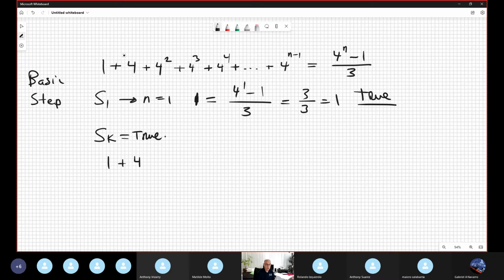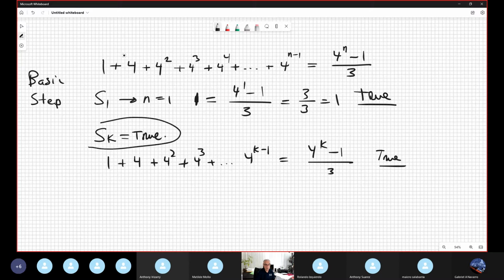1 plus 4 squared plus 4 cubed, too much. The only thing you should do is replace n with k, because I assume that k is an intermediate value: 1 plus 4 plus ... plus 4 to the k minus 1 equals (4 to the k minus 1) divided by 3. I assume that this statement is true.